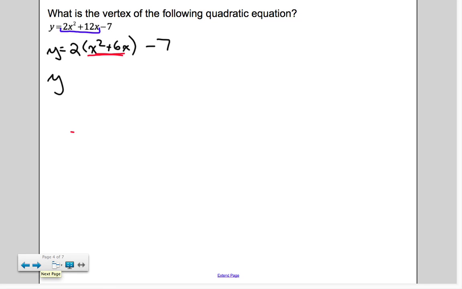Well, y is equal to 2, x squared plus 6x, minus 7. How do I make that a perfect square now? We're not doing anything with the x. So 6 divided by 2 gives us 3, and we want to square that, which gives us 9. So here we add 9, which will give us that perfect square.